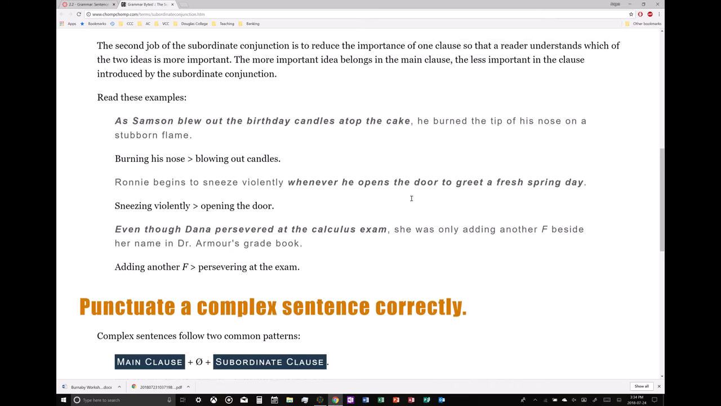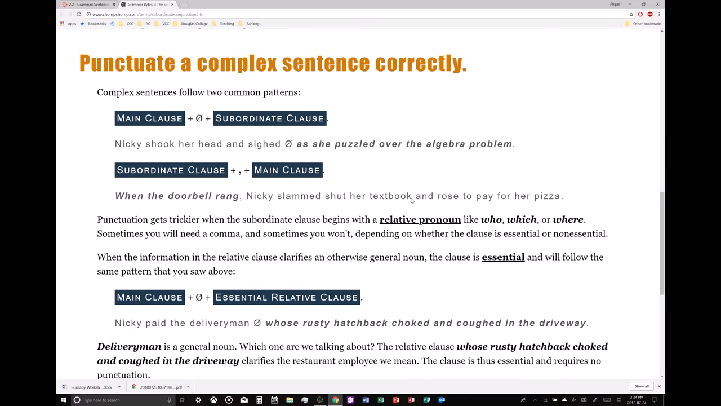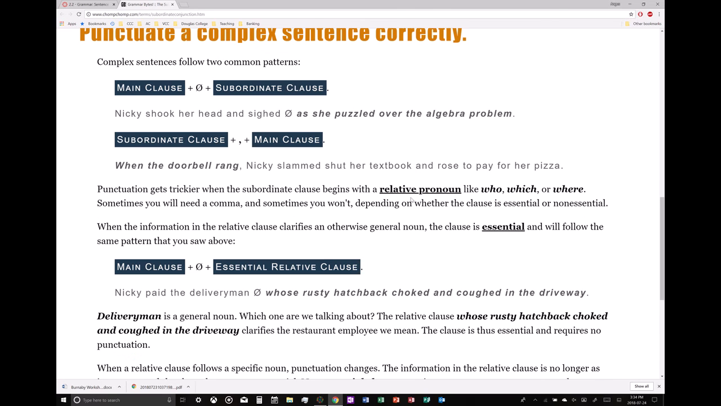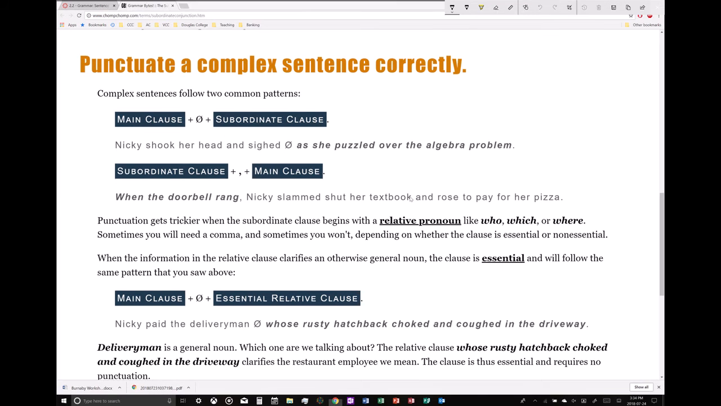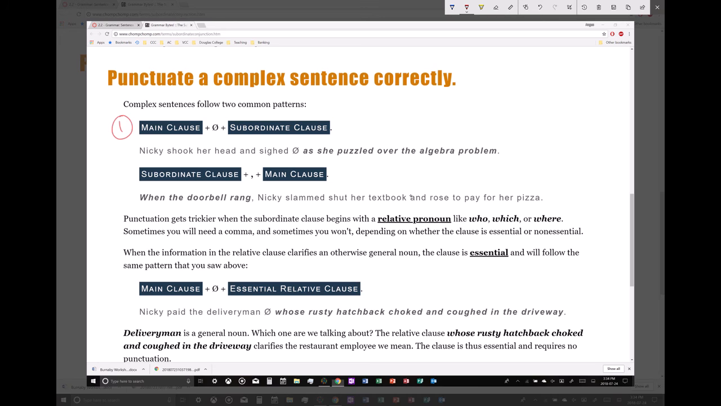And the last part here is how to use punctuation in complex sentences properly. And here it'll show you the separate common patterns. So here's pattern 1, pattern 2. Here, if you put the main clause first, then this symbol is the subordinate conjunction. So you simply add the subordinate conjunction here.